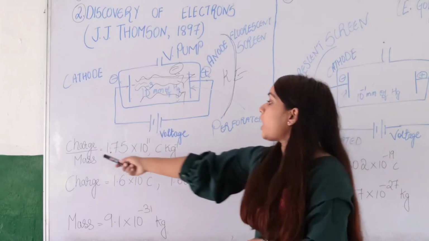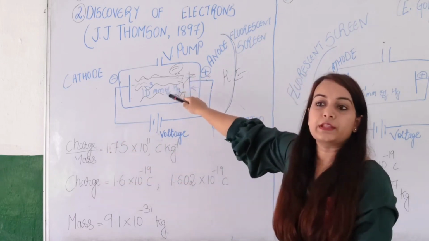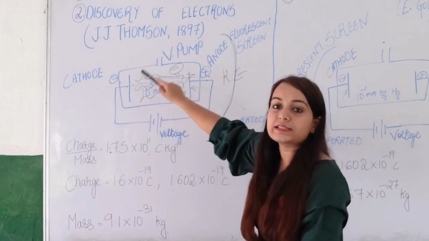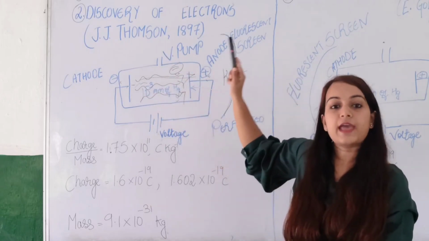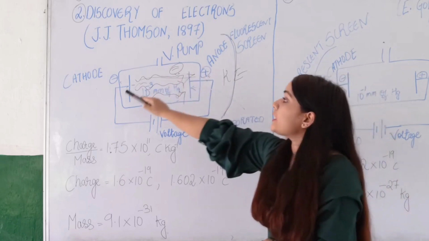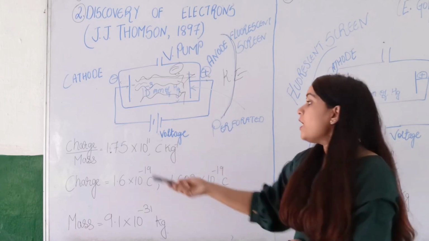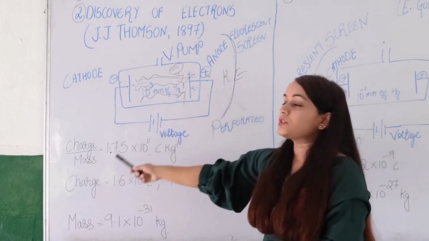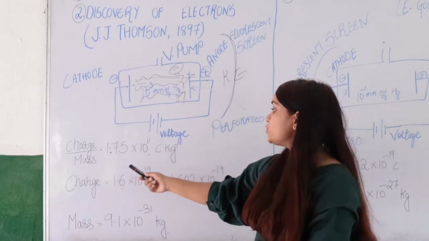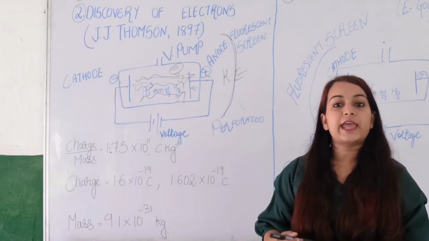After finding out the charge to mass ratio, he also conducted this experiment by embedding different gases in the tube as well as changing the materials of the cathode and anode, also swapping the electrodes. But every time he did something new, he found out that the charge to mass ratio for every experiment was found to be 1.75 into 10 to the power 11. That means the charge to mass ratio did not change at any cost.